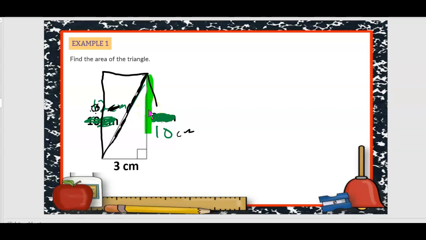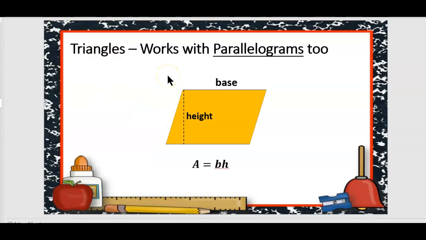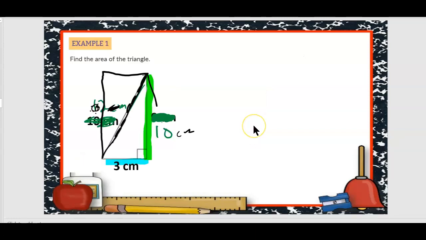I'll make it green. Green is the height. Blue is the base. 30. The answer is 30. We're done, right? Next. Wait a minute. Is it 30? Did you fall for my trick? All of this is 30, but we're not trying to find all of it. We're just trying to find this part right here, which is half of it.